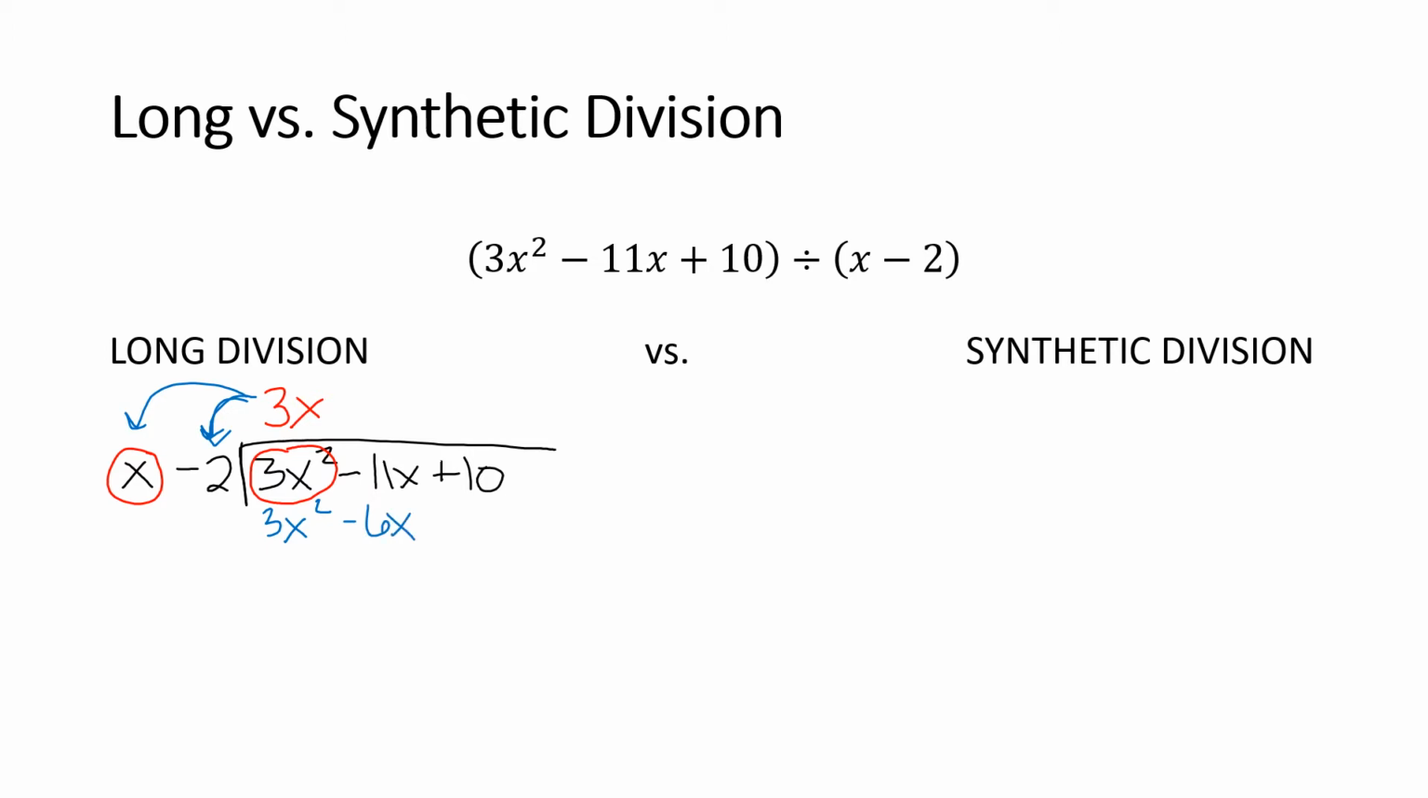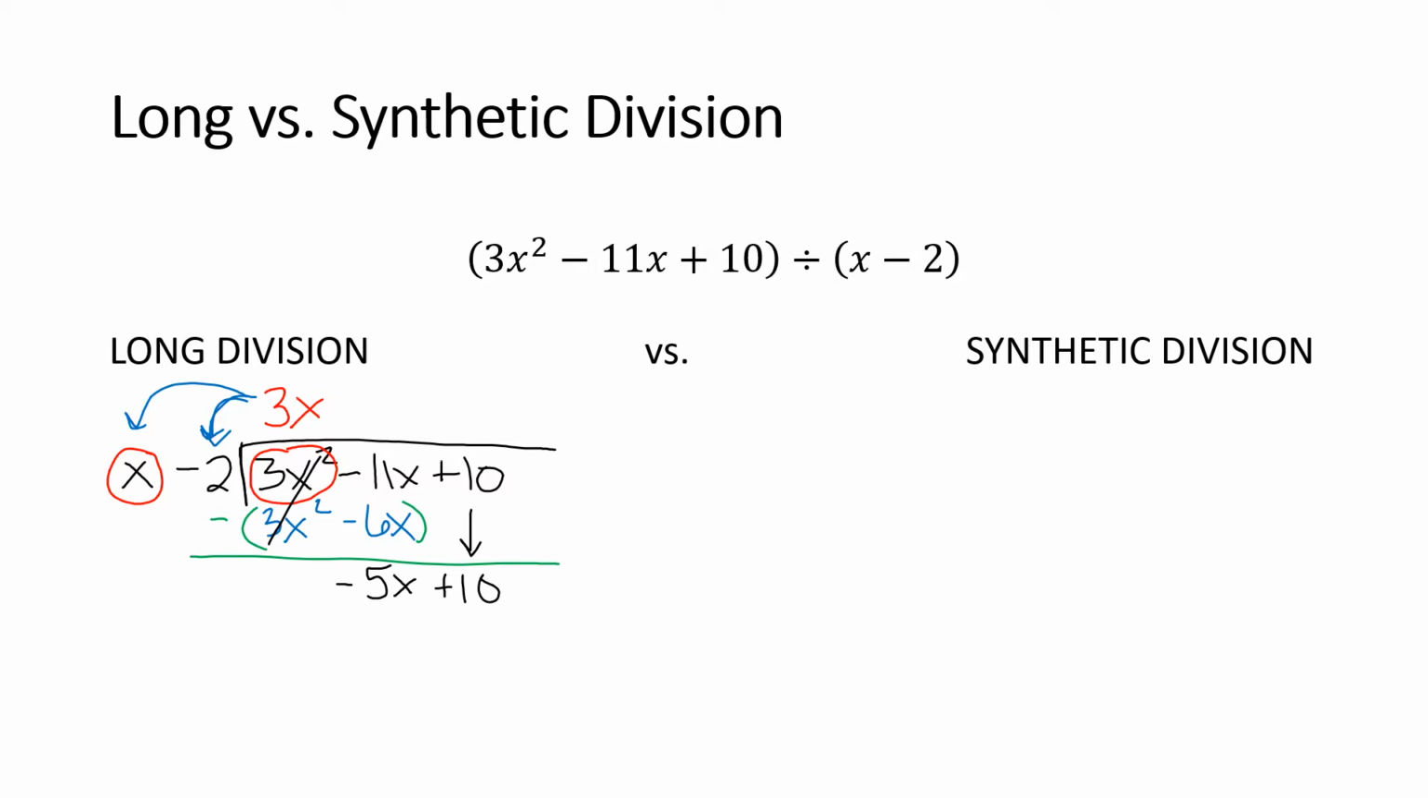Once we've gotten these lined up, we're going to subtract row 1 and row 2. 3x squared minus 3x squared is 0, that cancels out. And next we have negative 11 minus negative 6. Negative 11 minus negative 6 would be negative 5x. Then we're going to drop down that 10 and repeat the entire process over again.